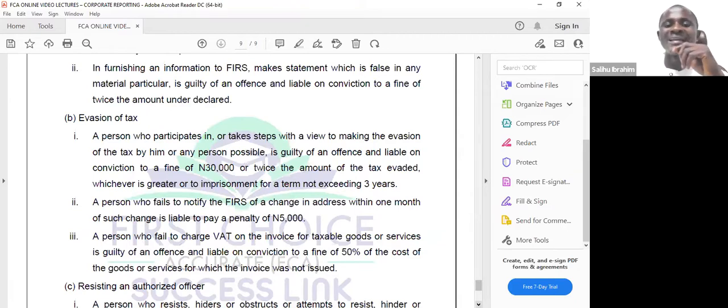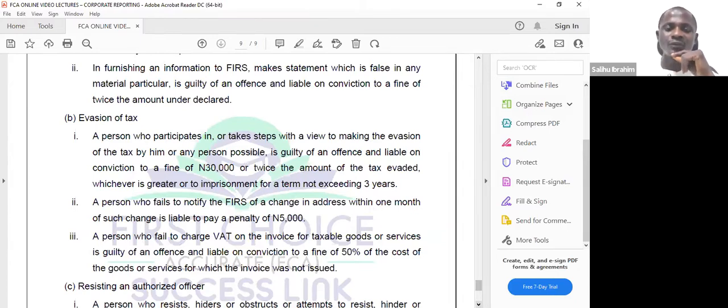A person who fails to notify the FIRS of a change in address within 1 month of such change is liable to pay a penalty of 5,000. So you change your address. Before, your address is 63 ABC Street, Victoria Island. Now you have changed your address to 98 Broad Street, Lagos Island. And you did not notify FIRS within 1 month of change of address, you are liable to a penalty of 5,000 naira.